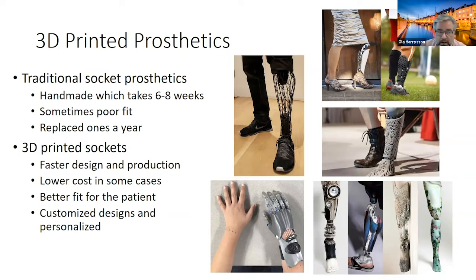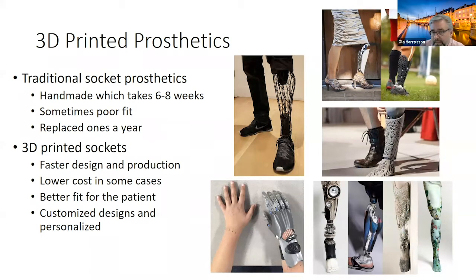So when we're looking at 3D printed sockets, they're faster to design and produce because we're basing this off of a surface scan of the residual limb. And using special software, we can then design these sockets directly in the computer. And then it's just a matter of printing out the different components. So in this case, we're not just printing the sockets themselves, as you can see. We can also then personalize these to have a specific look.